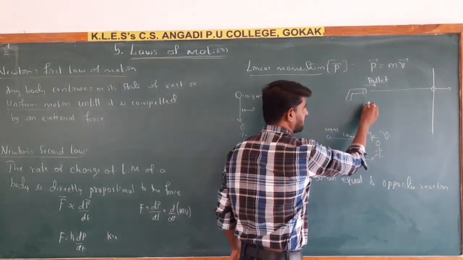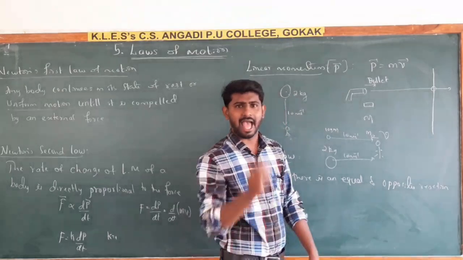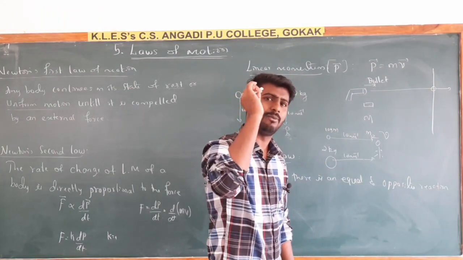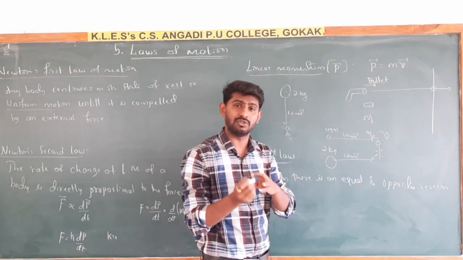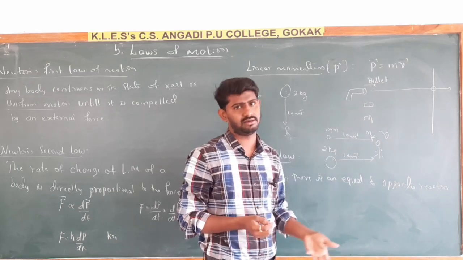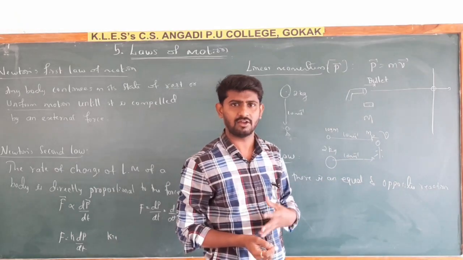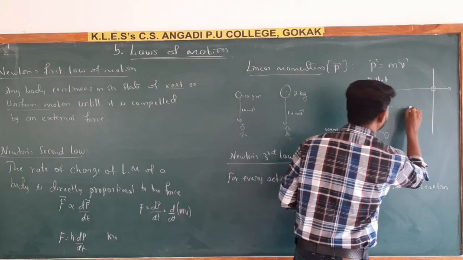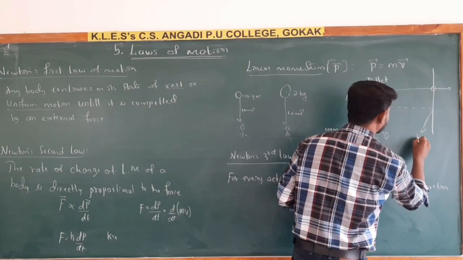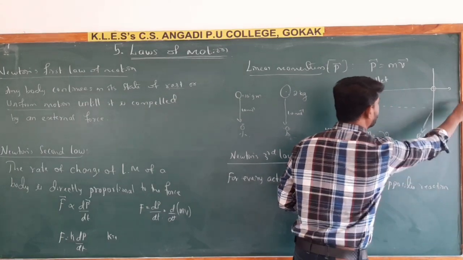Okay, I am using the same bullet. I am just throwing that bullet by my hand. Can I give the same speed as that given by the gun? No. The bullet would hit and fall back down, because it cannot pierce through.